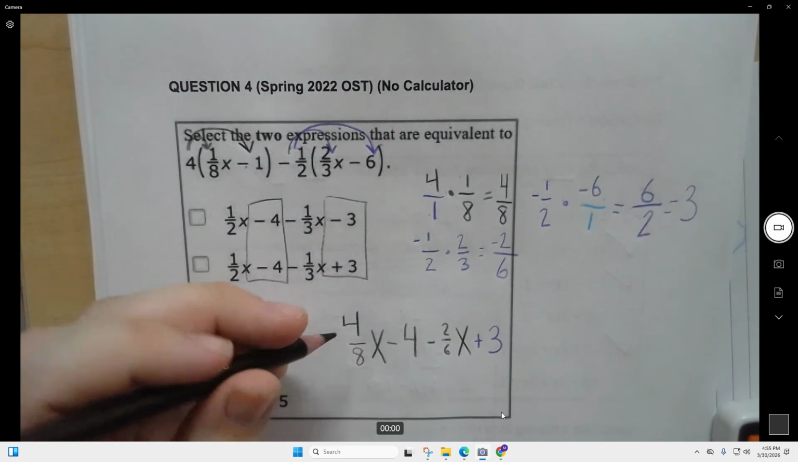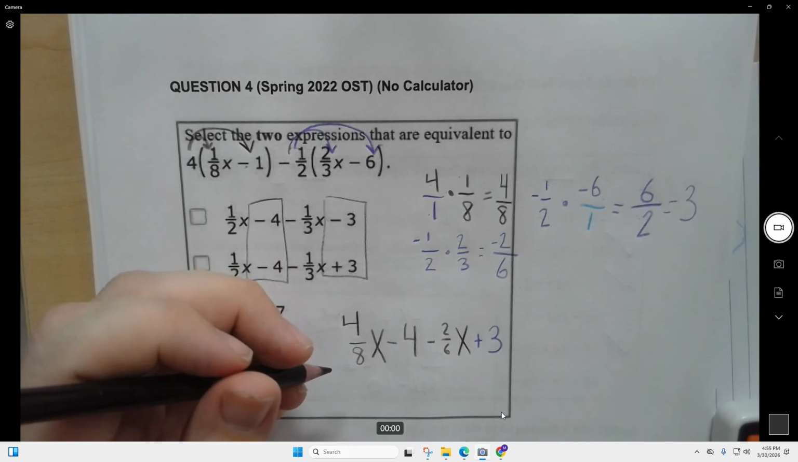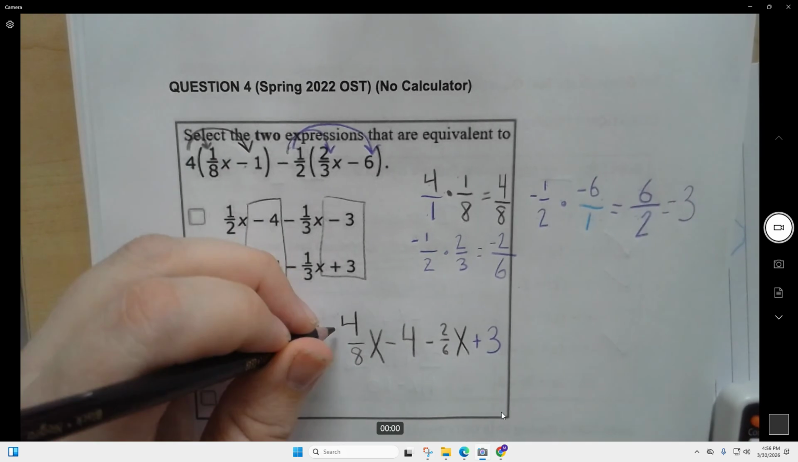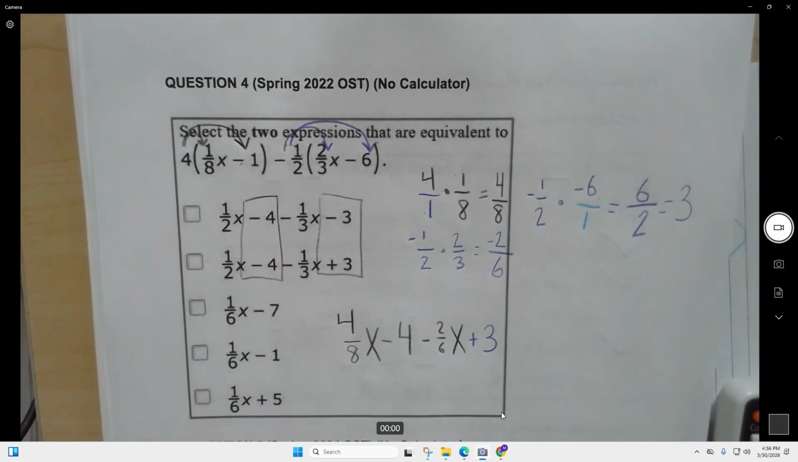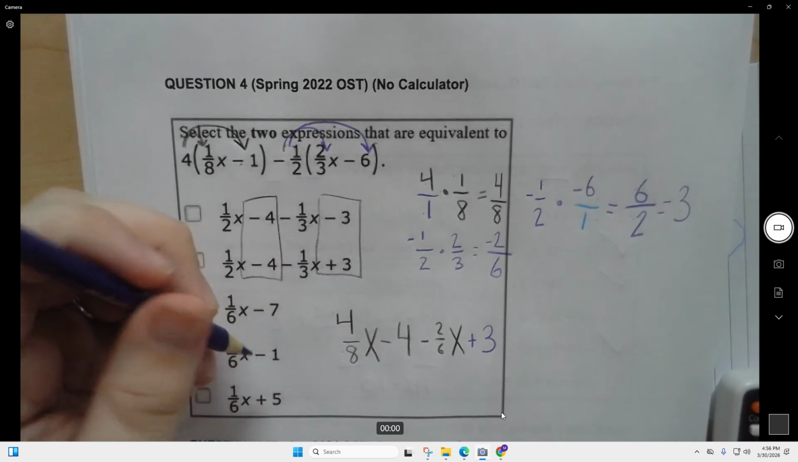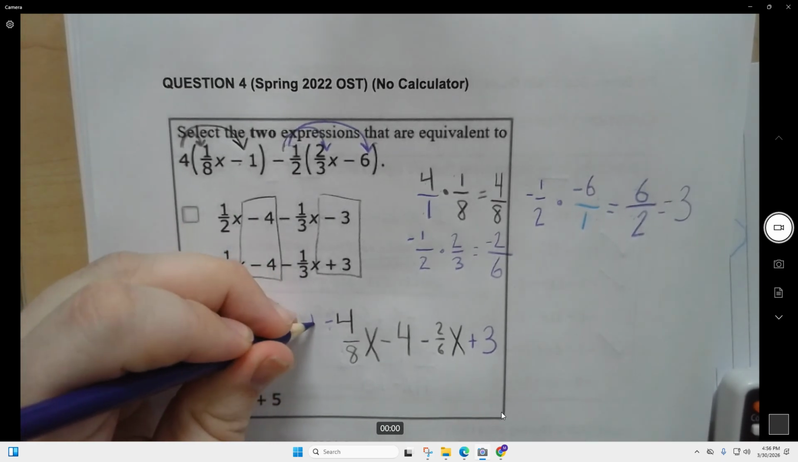Okay? So 4 over 8. Can that be simplified? You think of the largest number that can divide into both. If it's not 1, then it can be simplified. Situations where both the numerator and the denominator end in 2, 4, 6, 8, or 0, with the exception of 0, can always be simplified by 2. But in this case, 8 is divisible by 4. So I'm going to divide both of these by 4.